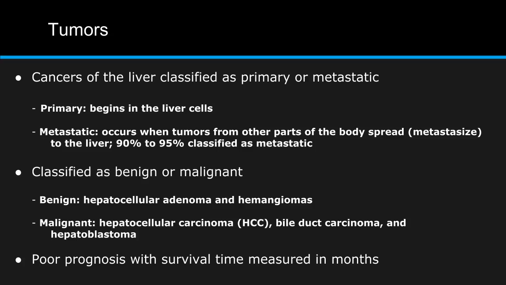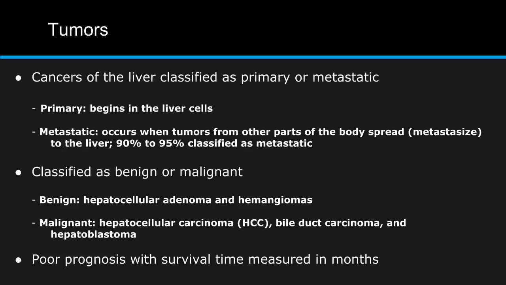Cancers of the liver are classified as primary or metastatic. Primary liver cancer is cancer that begins in the liver cells, while metastatic cancer occurs when tumors from other parts of the body spread or metastasize to the liver. Metastatic liver cancer is much more common than primary liver cancer. Tumors of the liver may also be classified as benign or malignant.